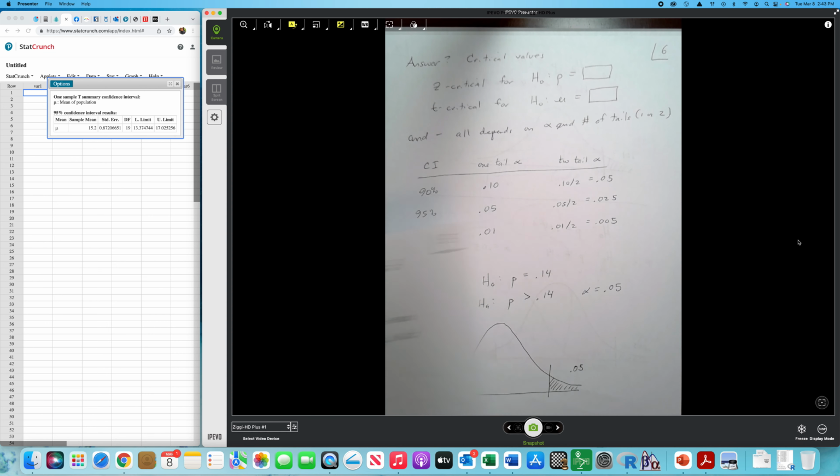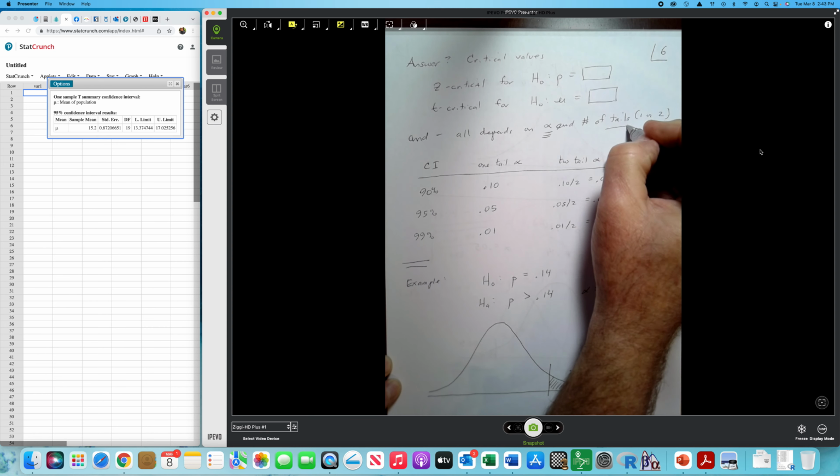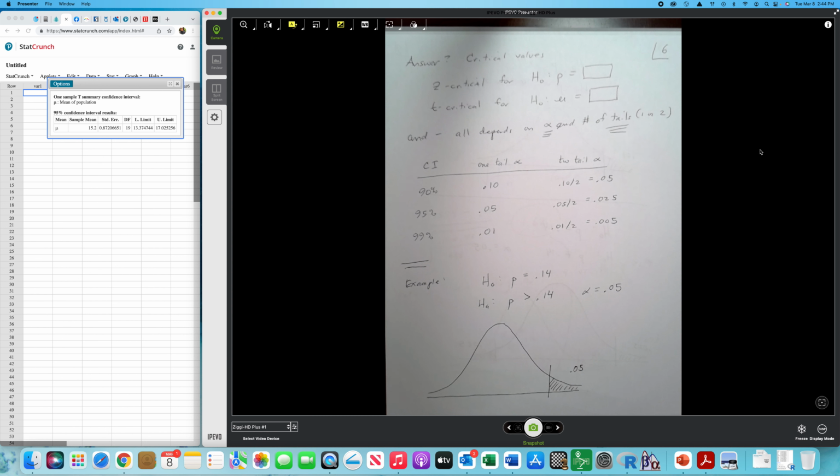Well, guess what I'm going to teach you now? What is the line in the sand? Well, the line in the sand is created by things called critical values. As we saw in confidence intervals, when we model proportions, we use z-criticals. When we model means, we use t-criticals. We use z-criticals for means if the population standard deviation is given, but that's very, very, very rare. And it all depends on something called an alpha and the number of tails, one tail or two tail.